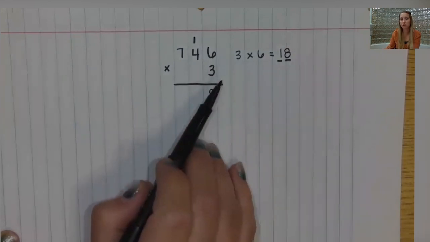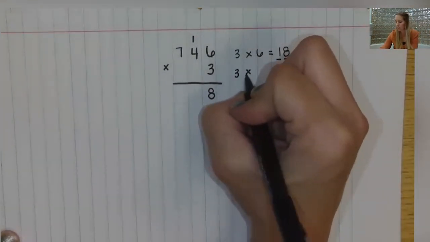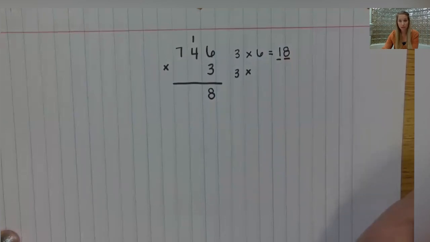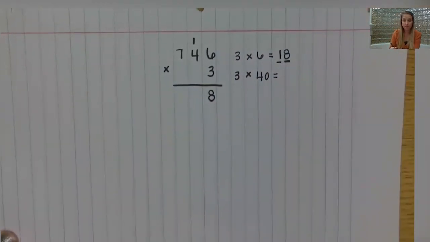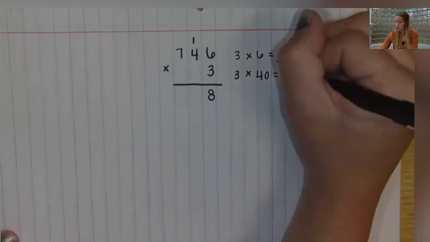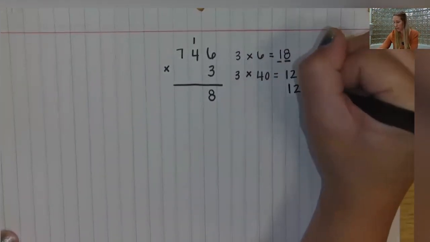Now I'm going to multiply the 3 by the 4. Remember, what is that 4 worth? 4 is not worth 4 because it's in the tens place. It's worth, did you say 40? Excellent work. So 4 times 40 is what? Or 4 tens times 3 is 12 tens or 120.